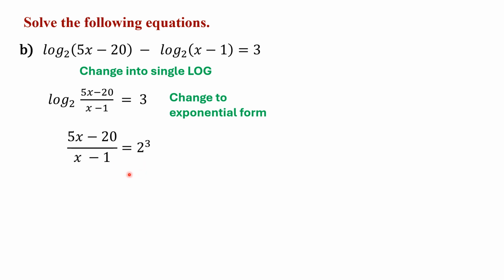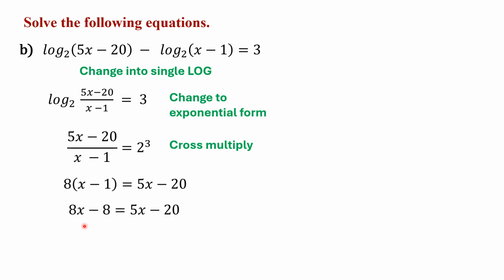And this equation is a rational equation. To solve a rational equation, we can cross multiply. So in cross multiplying, we will have 2 cubed, which is equal to 8, multiplied to x minus 1. So we will get 8 times x minus 1 is equal to 5x minus 20 multiplied by 1. So the right side is 5x minus 20. And now as we can see here, this is a linear equation. To solve a linear equation, let's open the bracket here. So it will give us 8x minus 8 is equal to 5x minus 20.